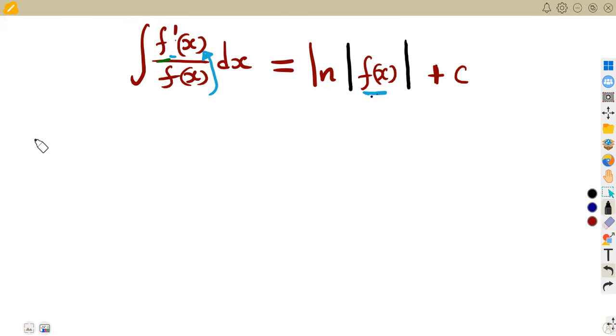Let's say we are given again to integrate the cosine of 2x over the sine of x, the cosine of x, like this, with respect to x.